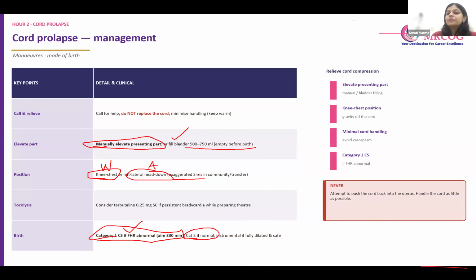So what will be your techniques to relieve cord compression? Elevate presenting part, preferably through bladder filling or manually if possible. Knee chest position to keep gravity off the cord. Minimal cord handling to avoid vasospasm. Category 1 cesarean section if FHR is abnormal. Never attempt to push the cord back into the uterus. Handle the cord as little as possible.